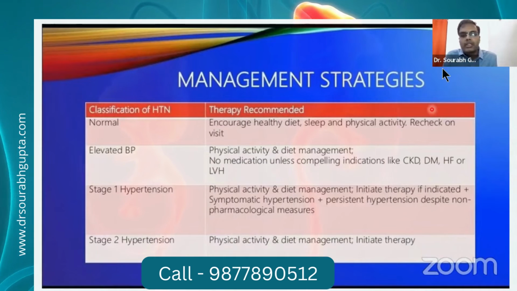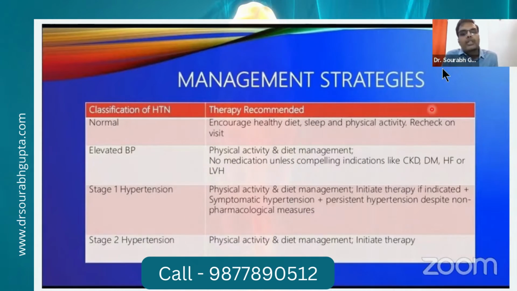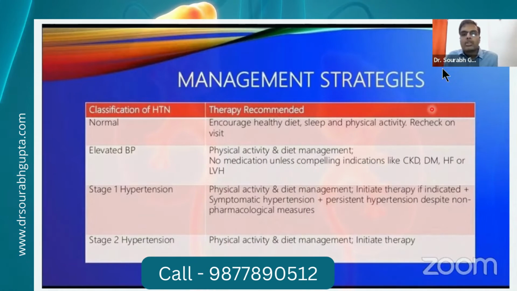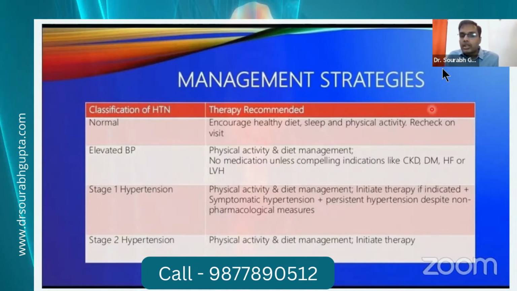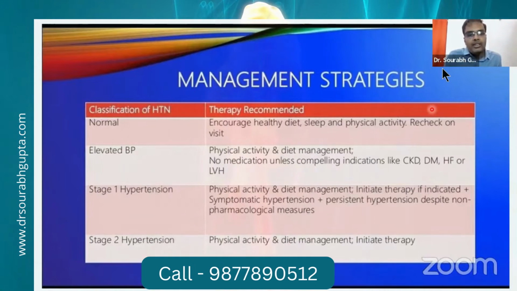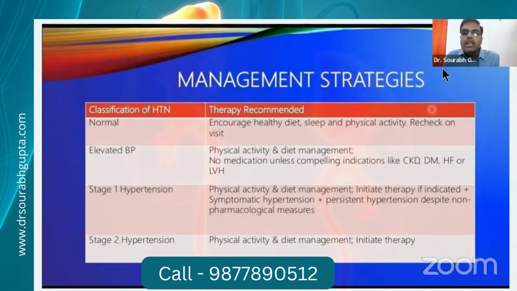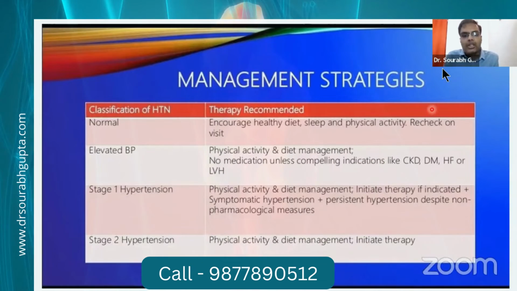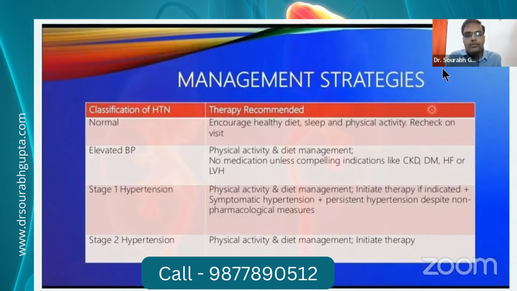if there is documented LVH. In stage 1 hypertension, the plan should be that one manages them with lifestyle modifications. But if they fail, one has to start them on pharmacological therapy. In stage 2 hypertension, everything has to be together. One has to manage them by lifestyle modification as well as initiate therapy.